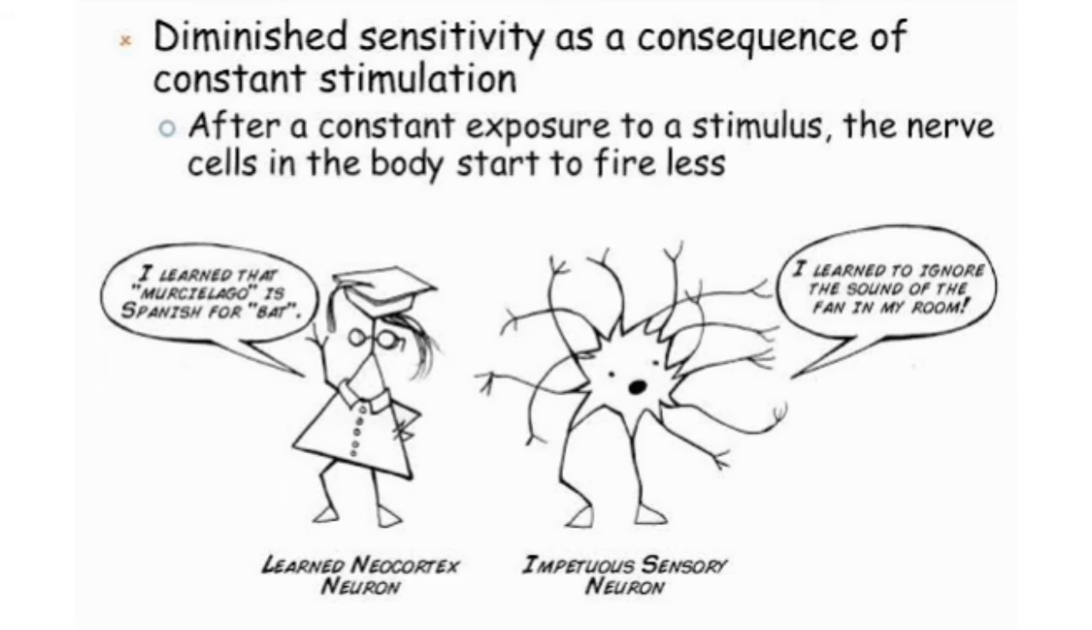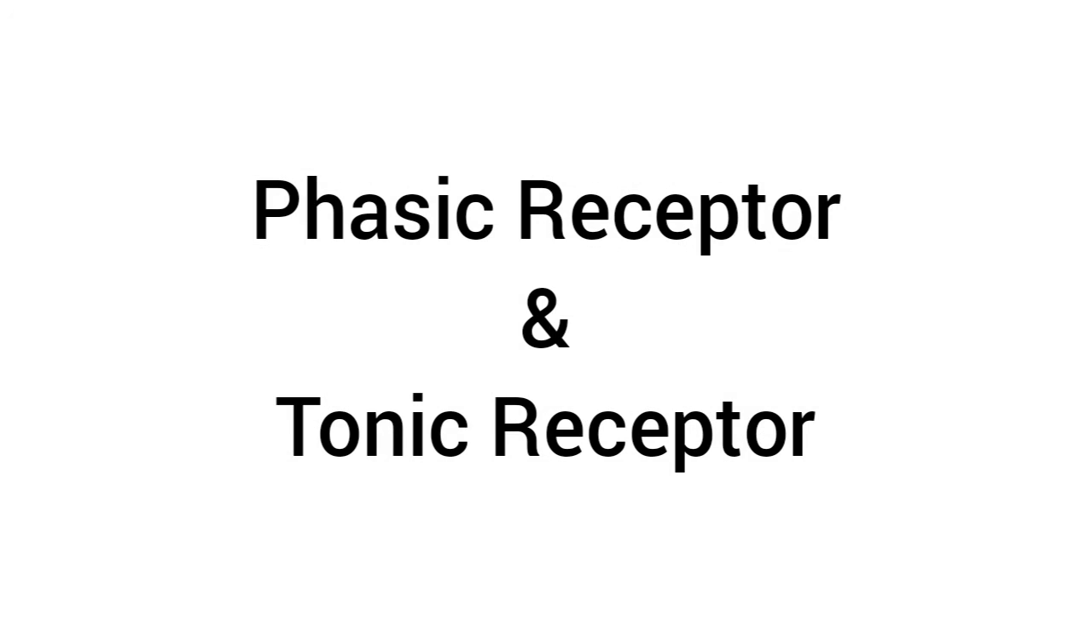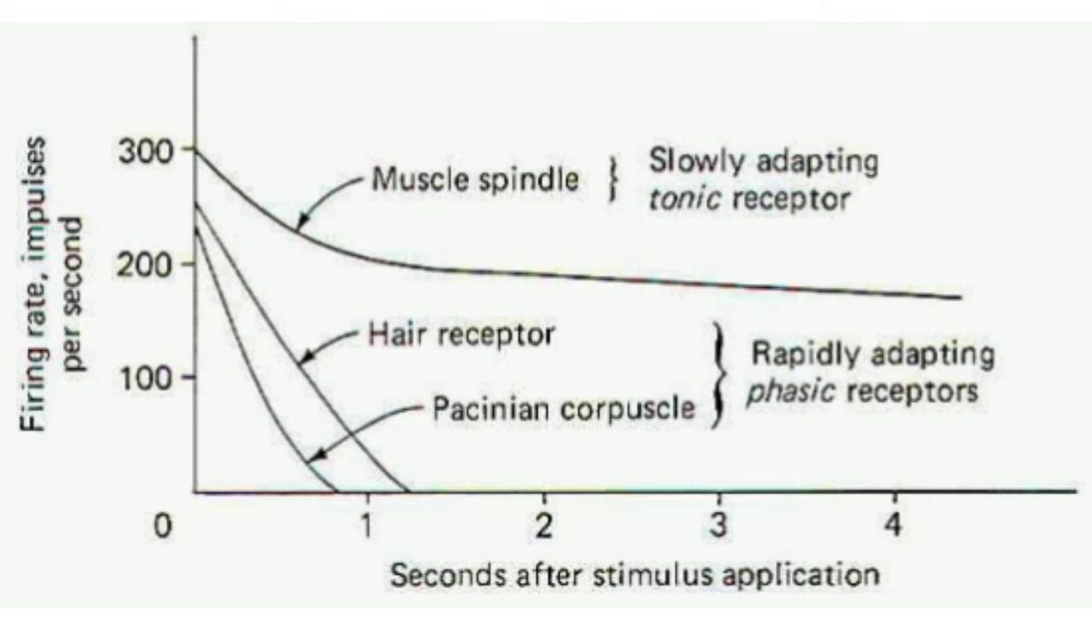Now, sensory adaptation or desensitization is another property. On continuous stimulation of the receptor, there is decline in discharge of sensory impulses. There are two types of receptors, the phasic receptors and the tonic receptors. The phasic receptors get adapted rapidly, and in tonic receptors, the adaptation takes time.